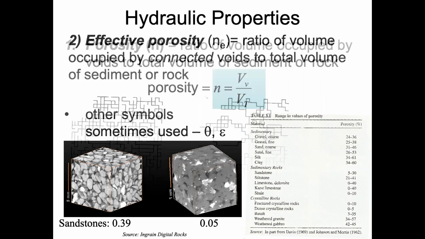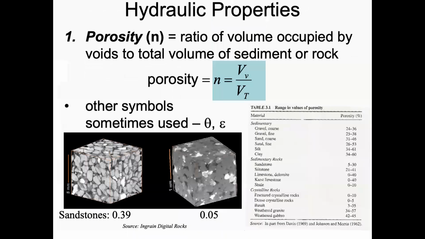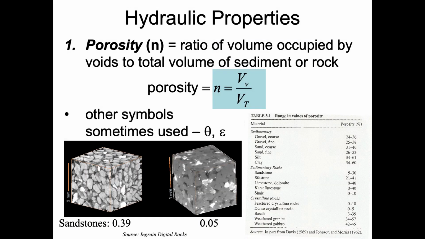Now, you'll oftentimes see other symbols being used. Sometimes you'll see either this theta symbol or this epsilon symbol also used to denote porosity. So when you're taking your equation sheet out and writing this one down, indicating that epsilon or theta might be substituted for N is also quite helpful.